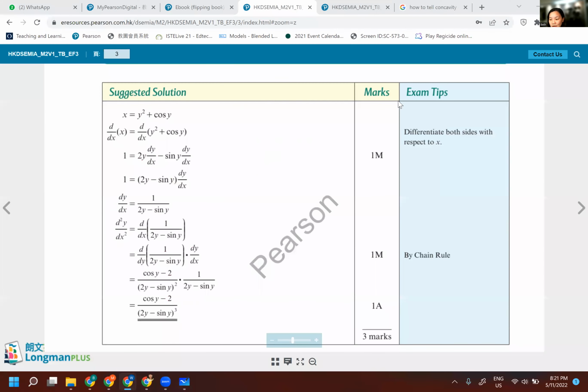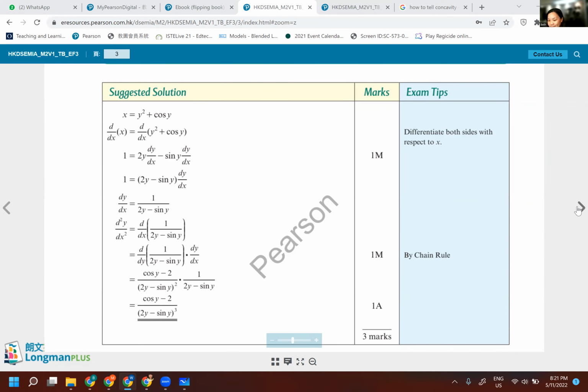Now, girls, also you can look at the marking scheme. 1 mark is given to successfully differentiate. That's the 3rd line. 1 mark is given to successfully differentiate for the 2nd time. And then the final answer.